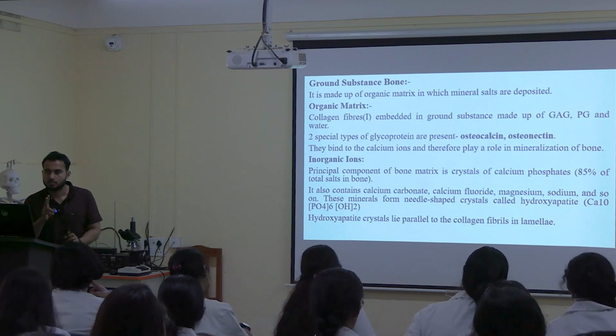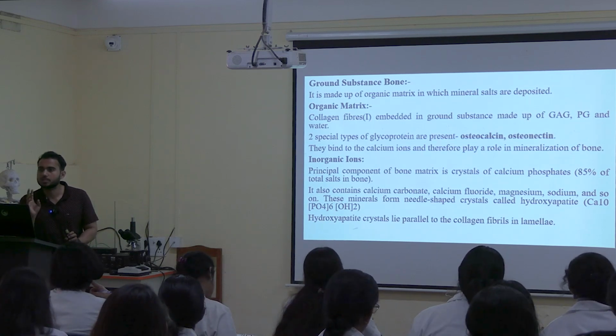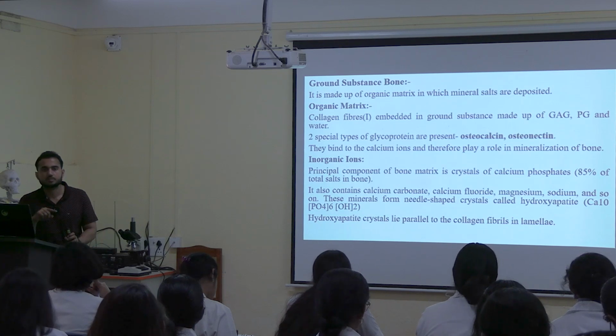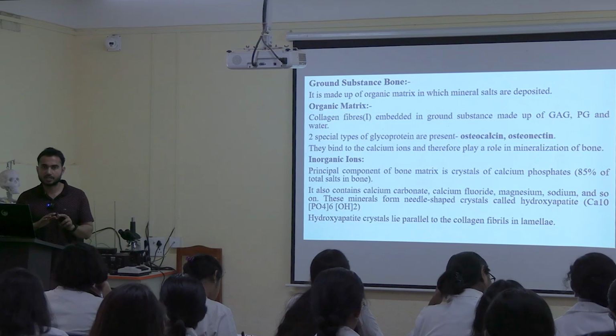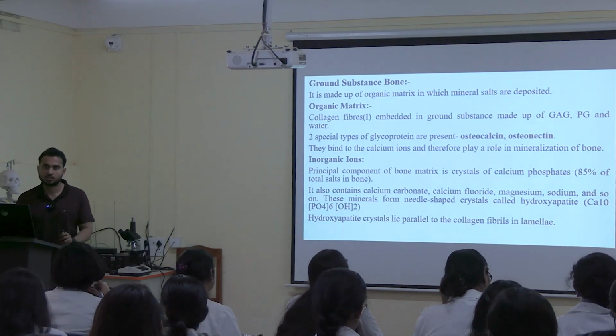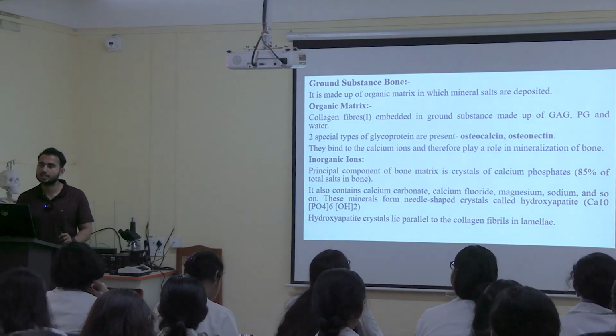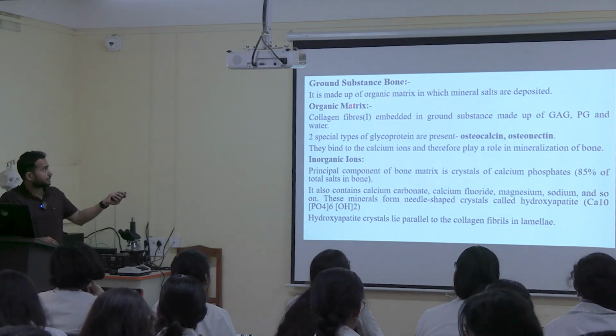Two parts are there. The ground substance of the bone, how many parts are there? Two parts. Organic part and inorganic part. Okay, so you have to differentiate. Whenever you are writing, you don't write together, you have to differentiate it and then write. So organic part में क्या रहता है?